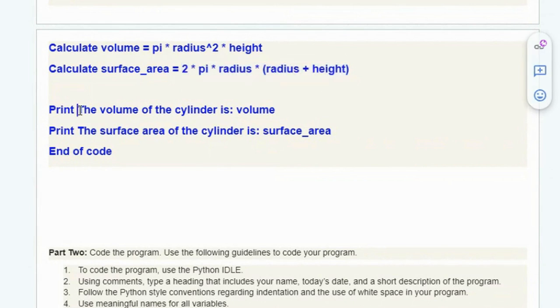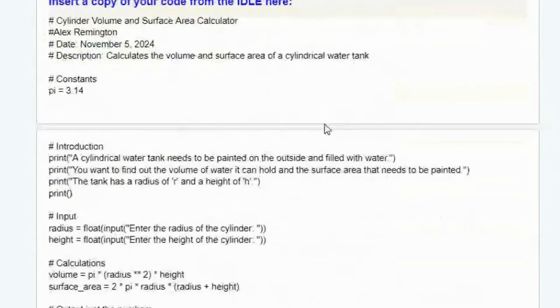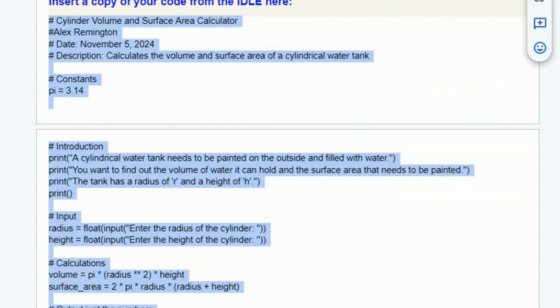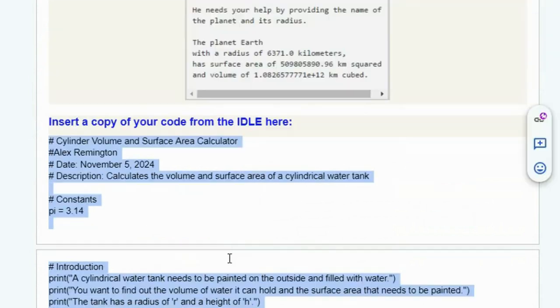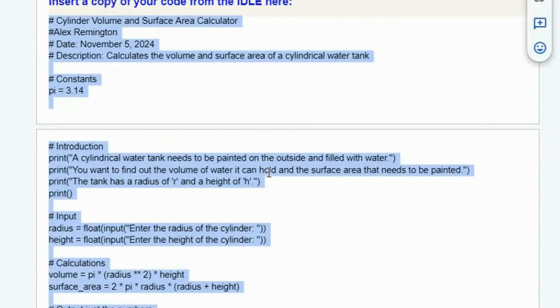And then print the volume of the cylinder is, and then whatever your calculation is there, great. The surface area of the cylinder is, okay, that's good. All right, here's your code. All right, find the surface area and volume. The output was displaying as text, so you edit it, make sure to use float, fixing some syntax error, make the code more efficient. Okay, so let's get this copied.